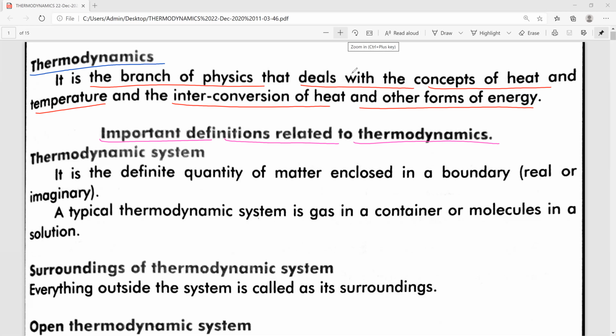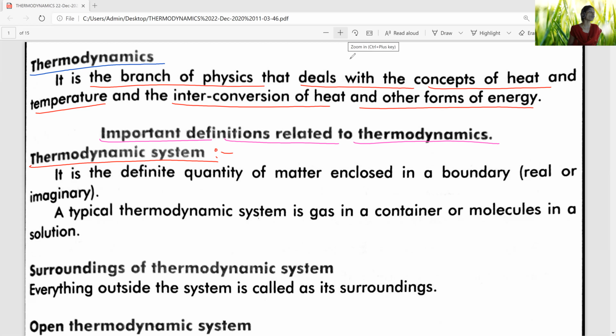First, we shall see the basic meaning of a thermodynamic system. A thermodynamic system is a definite quantity of matter enclosed in a boundary. It may be real or imaginary. A typical thermodynamic system is a gas in a container, or it may be molecules in a solution. That is what we call a thermodynamic system.